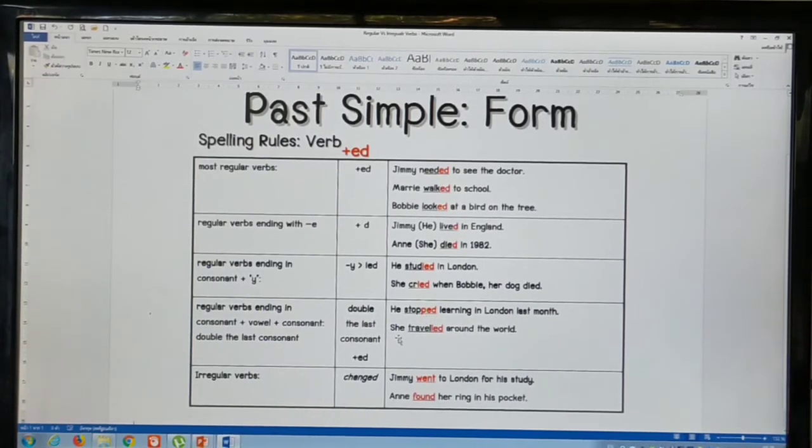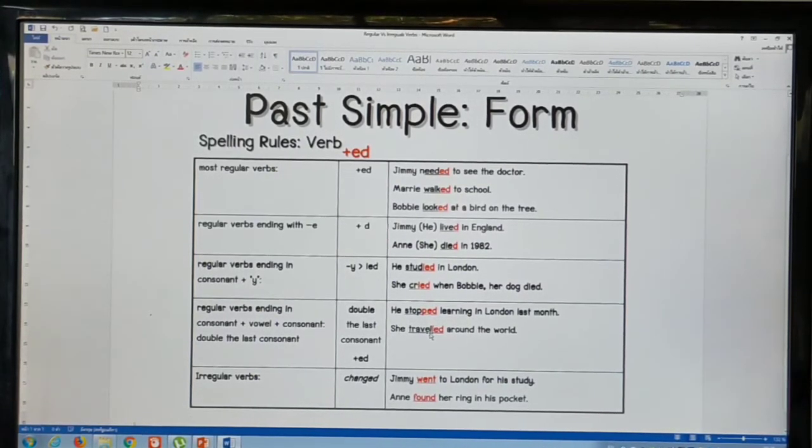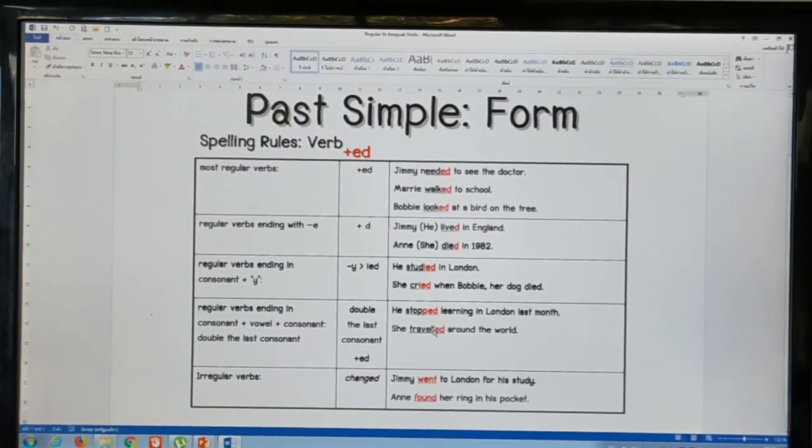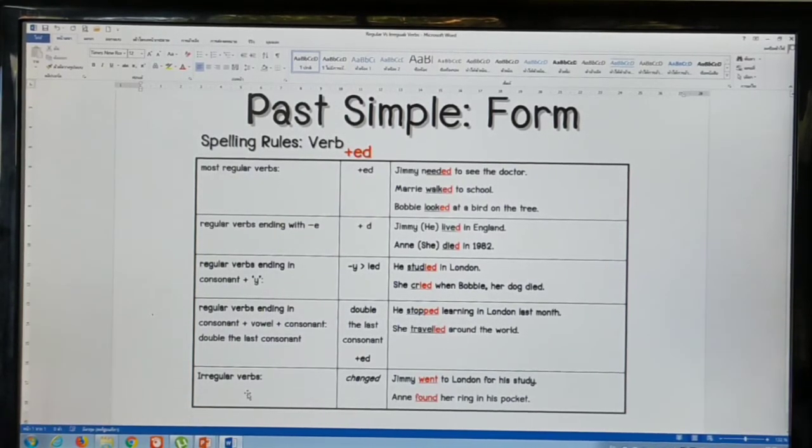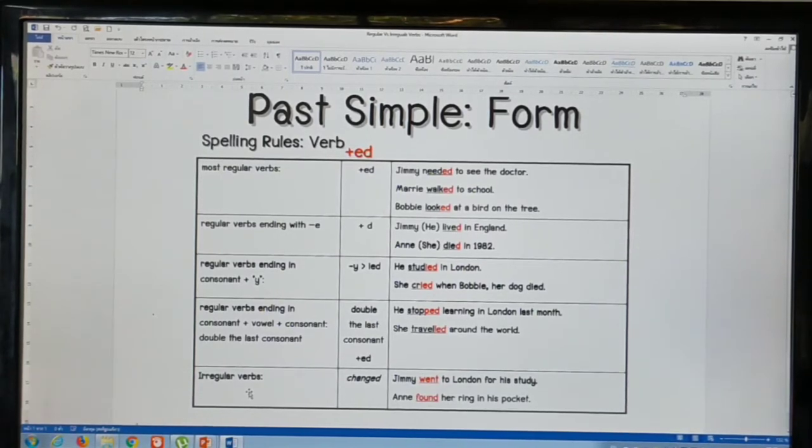Stopped. Next, "She traveled around the world." Traveled here is the verb. So it ended with a consonant, a vowel, a consonant as well. That's why you double the consonant and add ed. Traveled around the world.